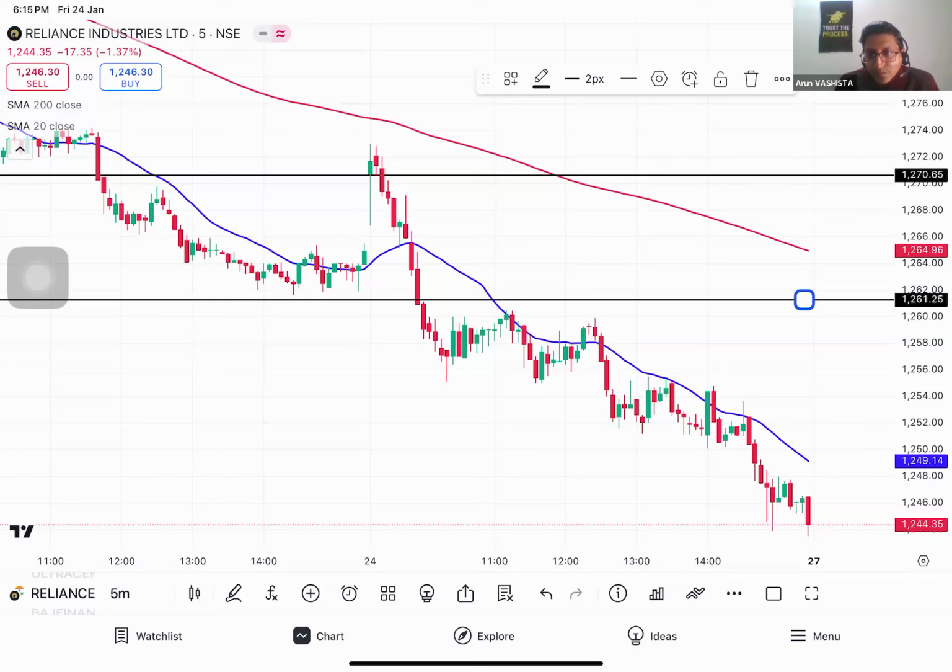I don't exit at the market price. I always let it hit my trailing stop loss. So that is what I did. I kept on holding, and somewhere around 320 or something, I just exited.